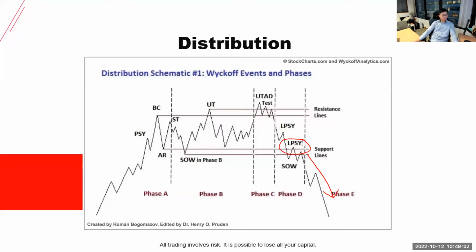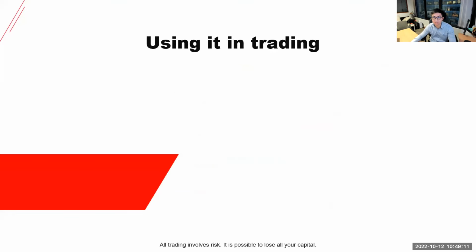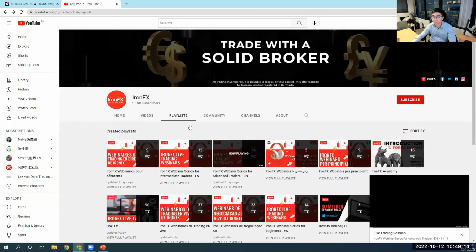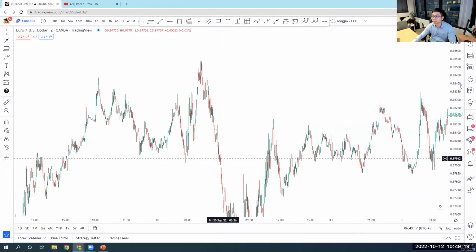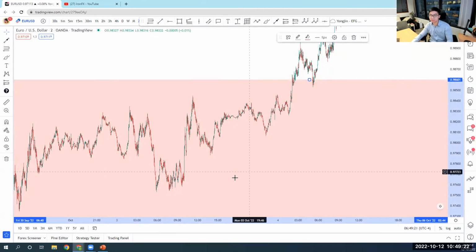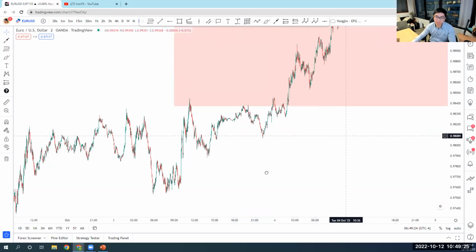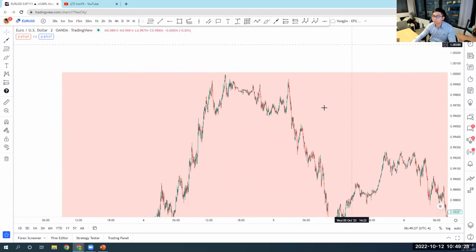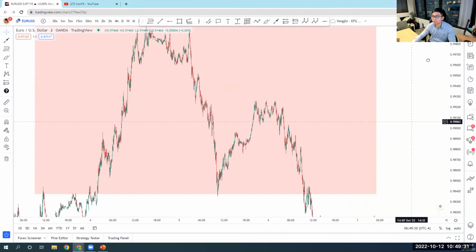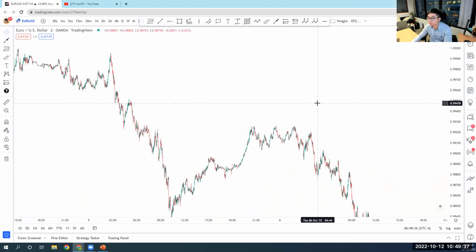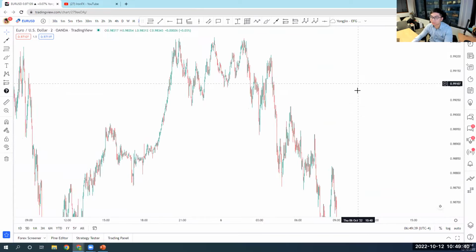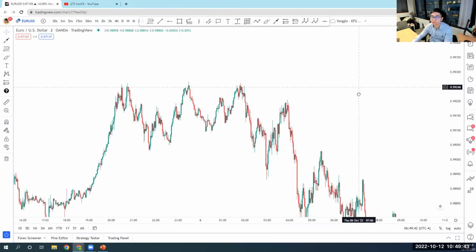Let me clear this. I'll do a quick one. How do we implement it into the TradingView charts? Okay, let me exit this. Okay, let us take a look. So just now on the 4-hour charts, we have already checked out this area, that this area might be the distribution. Okay, let us focus on this area. This is actually a very, very nice distribution schematic right here.